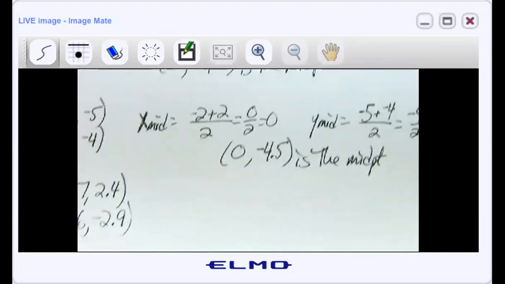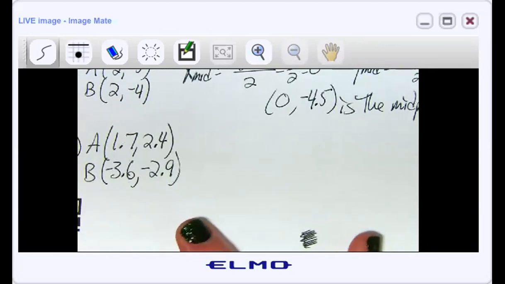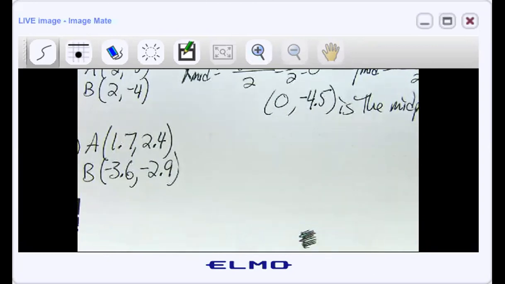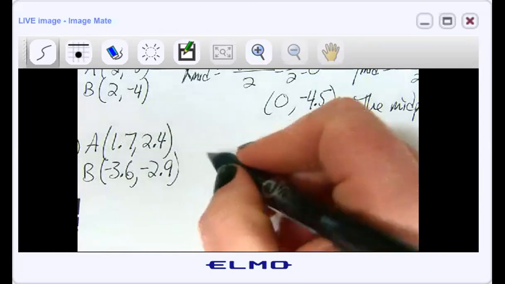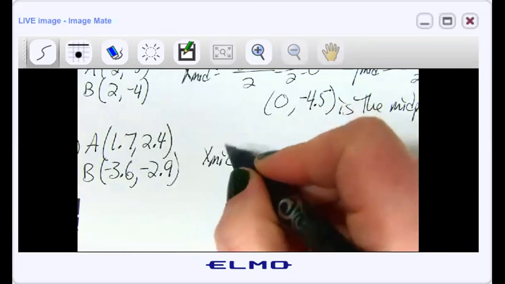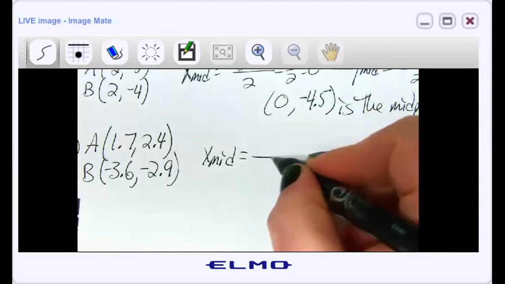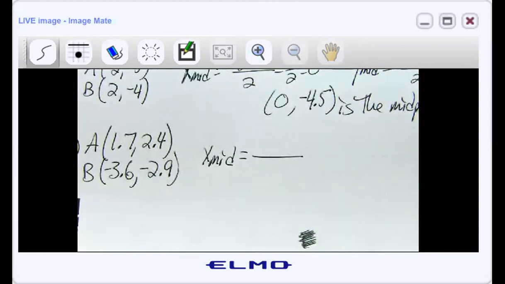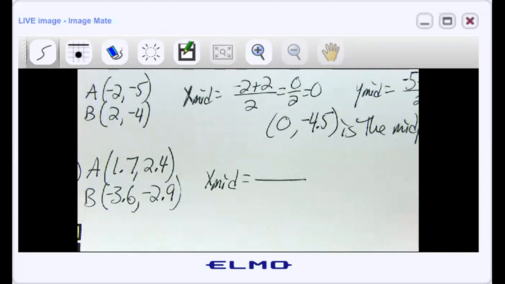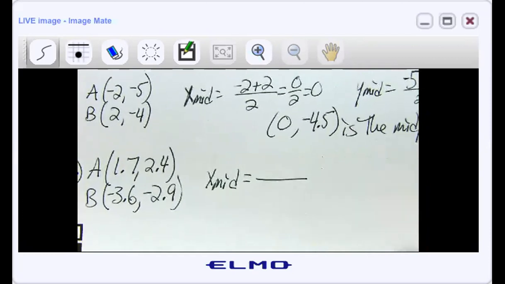Okay, perfect. Now, the last one, you have decimals, right? So you probably used a calculator. Good idea. Michael, I see you're back. Give me the x coordinate of your midpoint here. What did you get? You can use this last example we did as a guide if that helps.